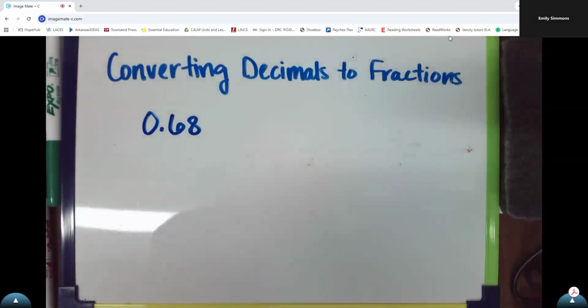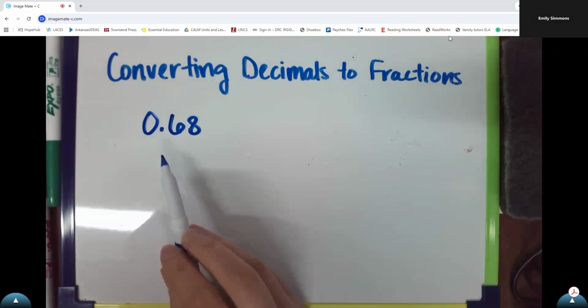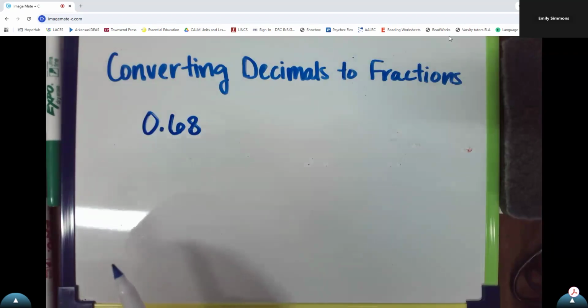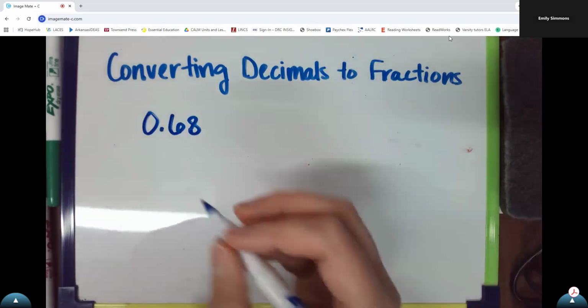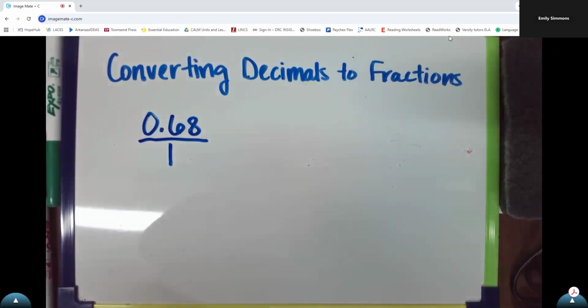Today we're going to convert decimals to fractions. We're starting with an example. We've got 0.68 and we need to convert it to a fraction. So the first thing we'll do is put the decimal over 1. So we have 0.68 over 1.